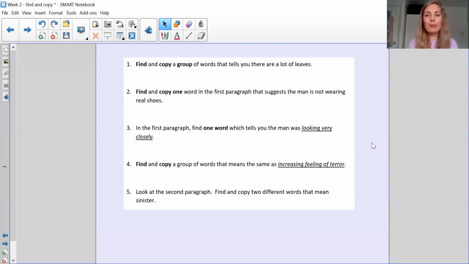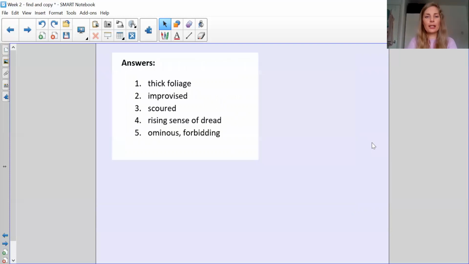Great. Hopefully you've been going backwards and forwards, trying to find your answer and copying it down, and then looking at the next question and going back. We're going to look at the answers now together. So here we go. Number 1 is the thick foliage. 2 is improvised. 3 is scoured. 4 is rising sense of red. 5 is ominous or forbidden. Okay, so those are your answers there.